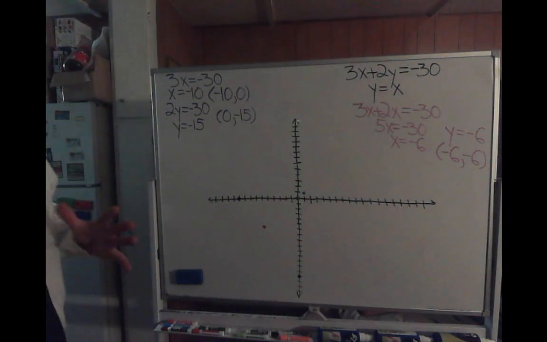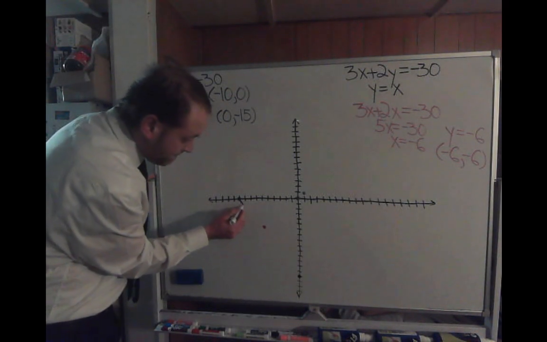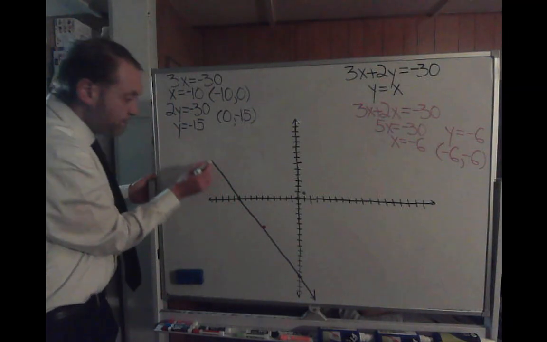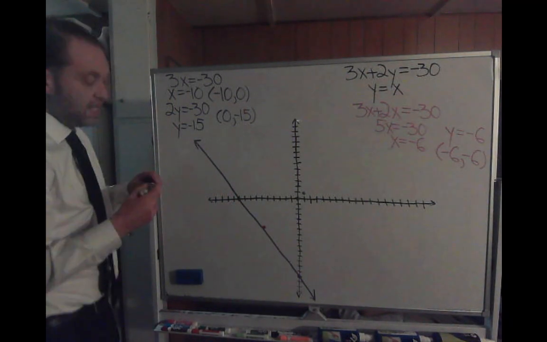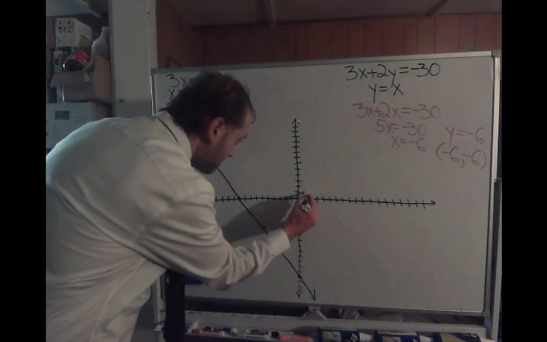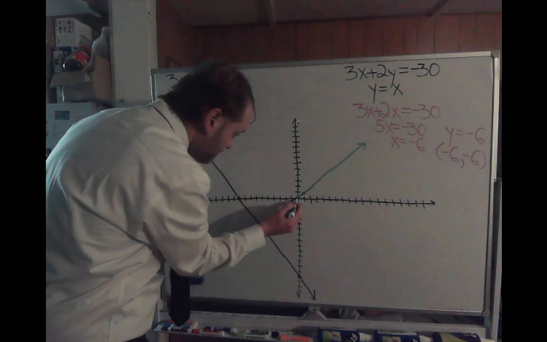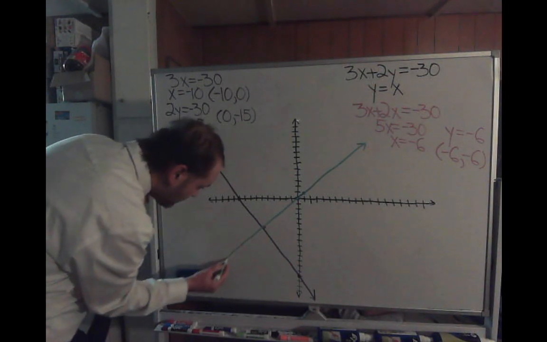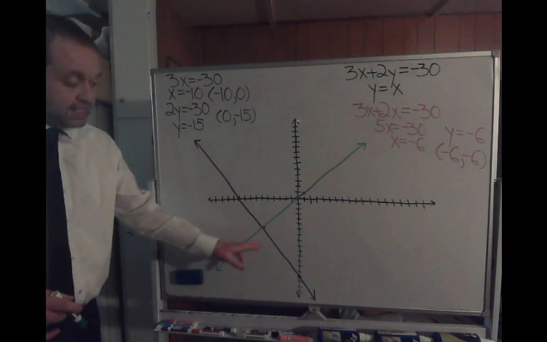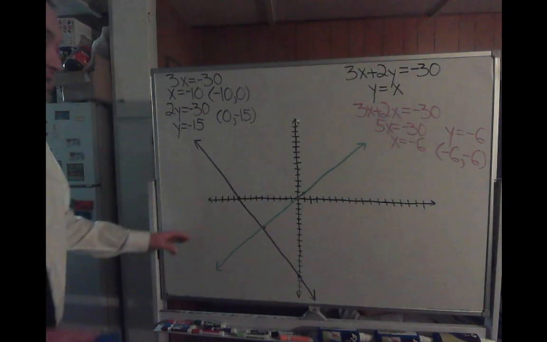Now that we've plotted the x and y intercepts or other points, let's go ahead and draw these 2 lines. It'll cut right through there. So there's the line 3x plus 2y equals negative 30. Now let's plot y equals x. So there's both lines graphed with their point of intersection being at negative 6, negative 6. And I just have 2 more exercises.